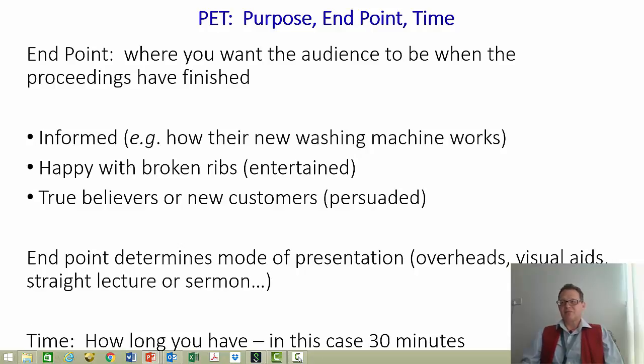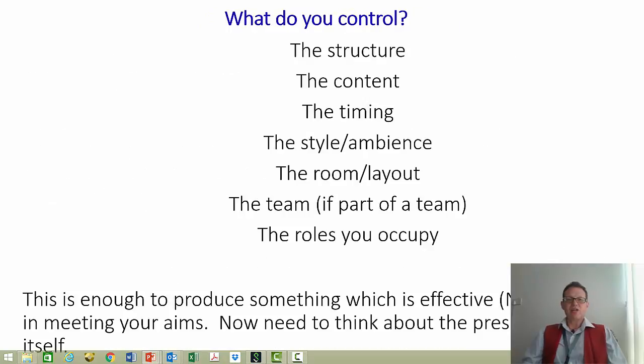And finally, time. How long have you got? Well, if you go back to our complete proposal, you've got 30 minutes. So there is no virtue in going over 30 minutes. Your aim is to finish within 30 minutes. If you go over, it's almost certainly counterproductive for reasons that will become apparent in the next part. So we know why everybody's there. We know what our purpose, our end point, and our time is.